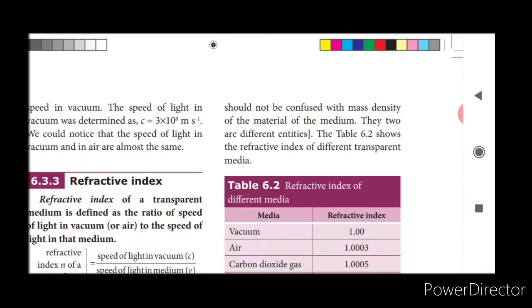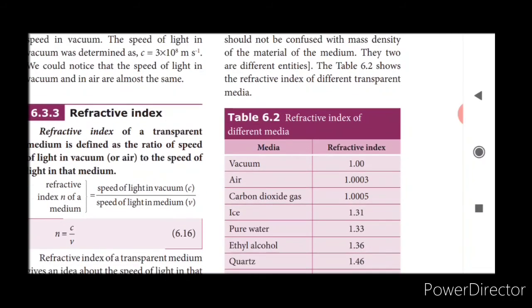Okay, so hereafter only the refractive index came into play. What is meant by refractive index? The refractive index of a transparent medium is defined as the ratio of the speed of light in the vacuum to the speed of light in that medium. Okay, so look at that, this is very important. Refractive index is nothing but the speed of light in the vacuum to the speed of light in the medium.